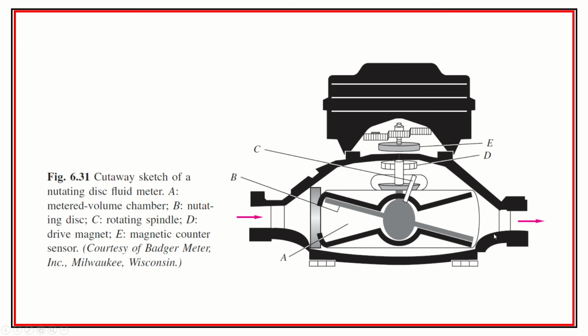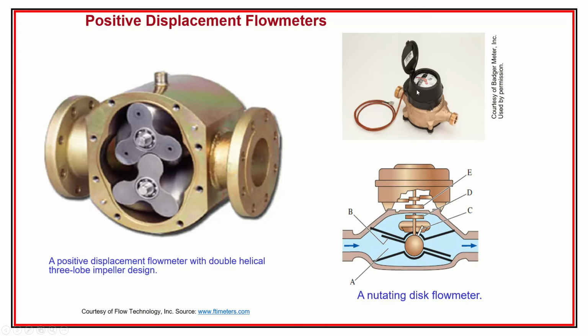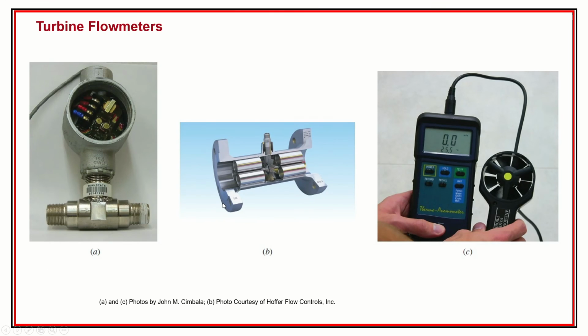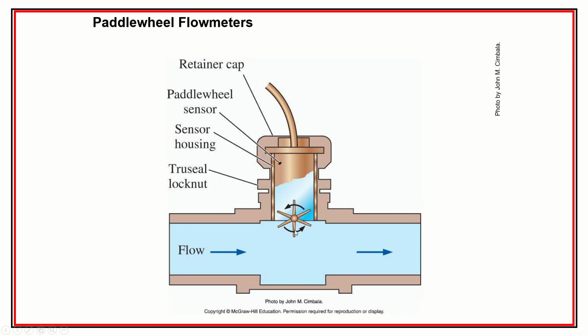And here's another picture of the nutating disc from another source to give you an idea. There's little gears, and it'll measure onto the little dial right up there. So the turbine flow meters, I mentioned these already. This is another type where it's going to have a magnetic impulse that's picked off of the blades as they pass the magnetic field.